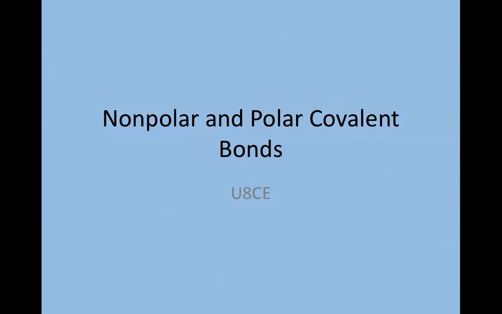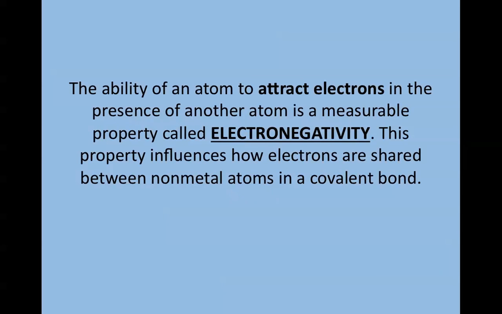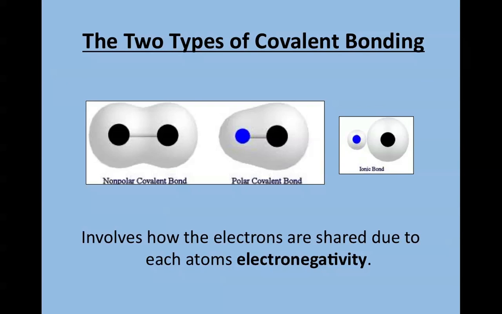Right, in Concept E, we're still going to be talking about covalent bonds, but we're going to be learning about nonpolar versus polar covalent bonds. Now, we talked about this for a couple of lessons and also back in our periodic table unit. Electronegativity is the ability of an atom to attract electrons in a bond or in the presence of another atom. So this property is going to influence how our shared electrons are going to actually be shared between those nonmetal atoms. Are they shared equally or unequally?